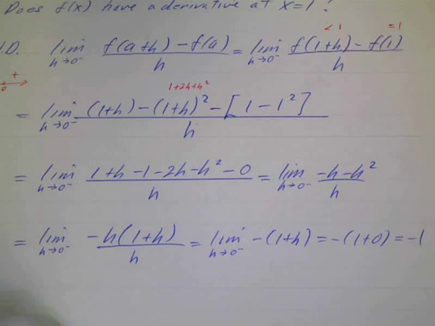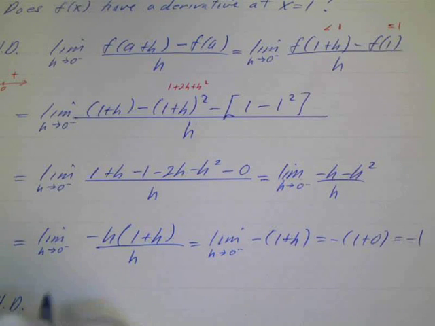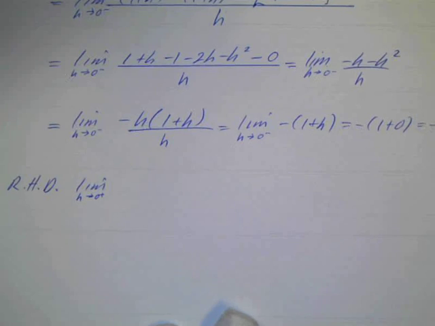Now we can do the right-hand derivative, but I think you can see that since it's a line, it's going to be 3, but we'll go through the formalization of this. So we're going to take the right-hand derivative. So that's going to be the limit as h approaches 0 from the positive direction.